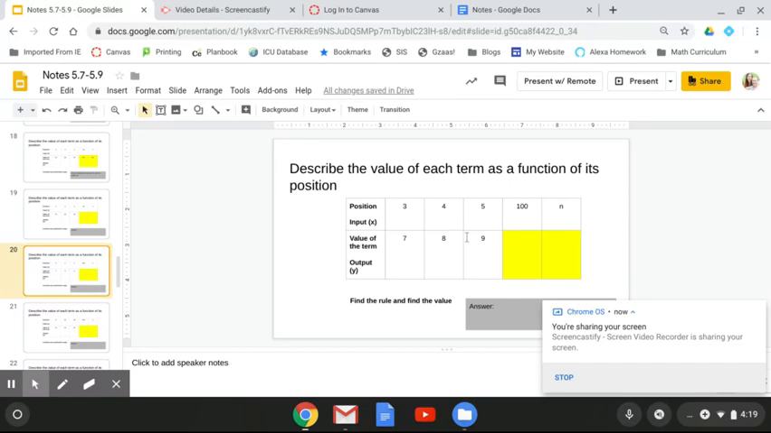I don't recognize any math facts except this 4 to 8, but I know that 4 times 2 is 8. However, 3 times 2 is not 7, and 5 times 2 is not 9. So I've got to try something else. I know I'm going from smaller to bigger, so maybe I'll try adding.